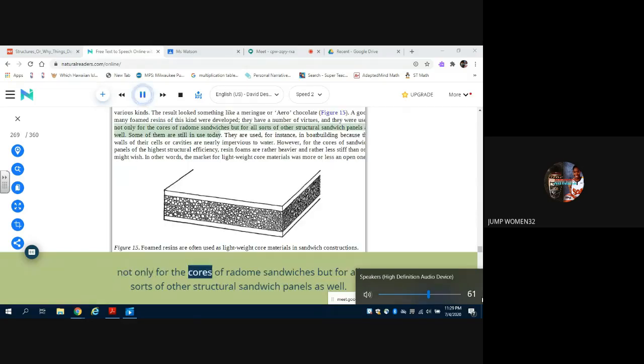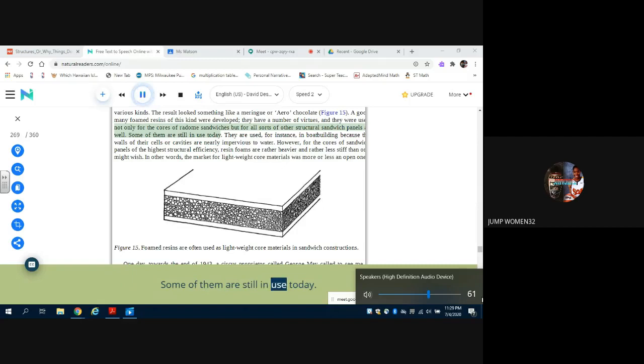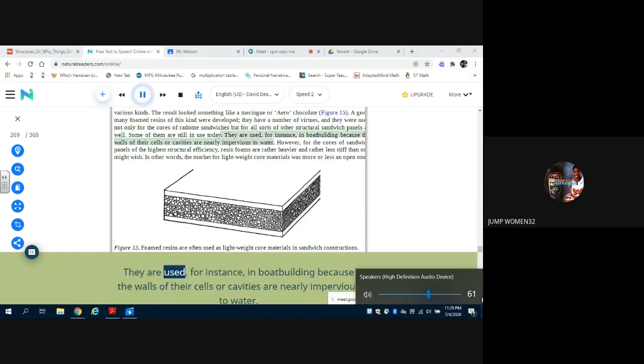Not only for the cores of radome sandwiches but for all sorts of other structural sandwich panels as well. Some of them are still in use today. They are used, for instance, in boat building because the walls of their cells or cavities are nearly impervious to water. However, for the cores of sandwich panels of the highest structural efficiency, resin foams are rather heavier and rather less stiff than one might wish. In other words, the market for lightweight core materials was more or less an open one.